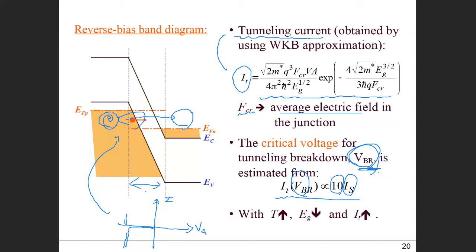This diode again is affected by temperature. Typically, when the temperature goes up, we expect the energy gap to be slightly lower, so your tunneling current is increased. In other words, this effect makes your breakdown voltage lower.